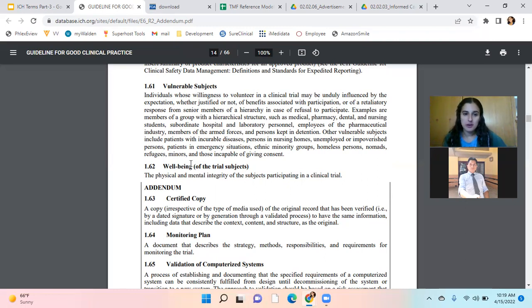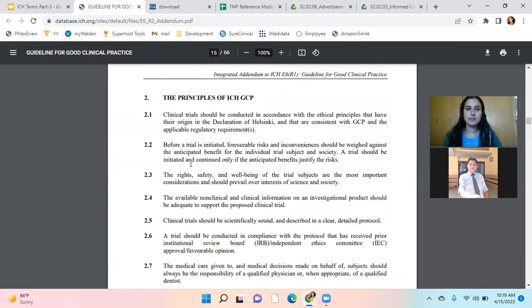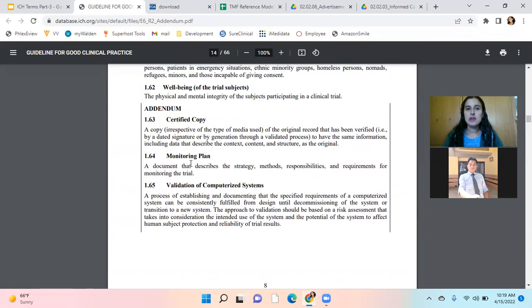Okay, well-being of the trial subjects: the physical and mental integrity of the subjects participating in a clinical trial. So their well-being is important. Okay, and this is actually kind of interesting. We are going to go through just these, the addendum.